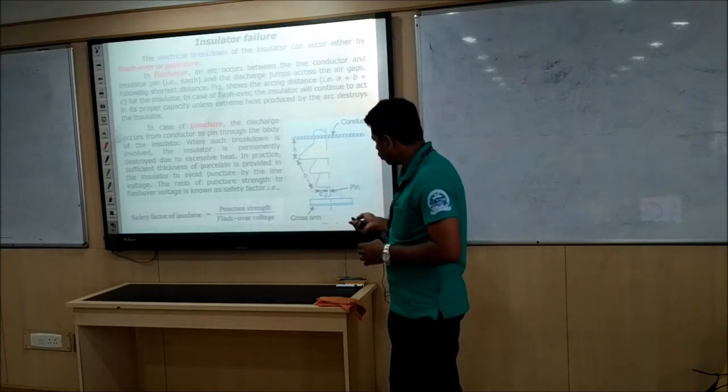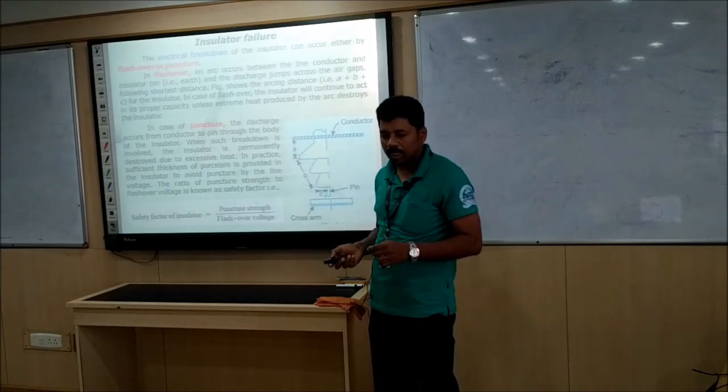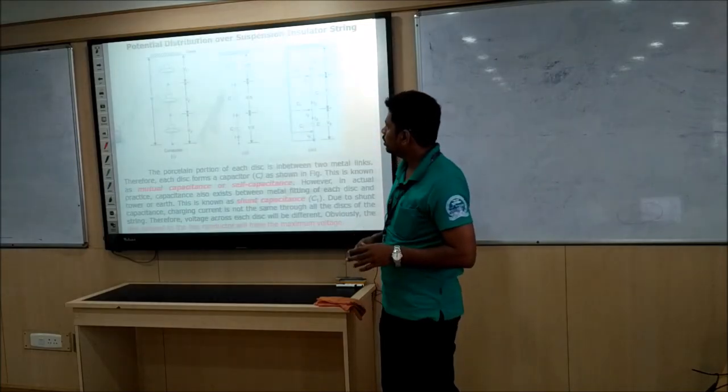You can see that there are 3 petticoats. There is a cross arm. There is a possibility of huge arcing. If it is getting punctured, then there may be arcing that will permanently damage the conductor. Yes, that is a very serious problem.